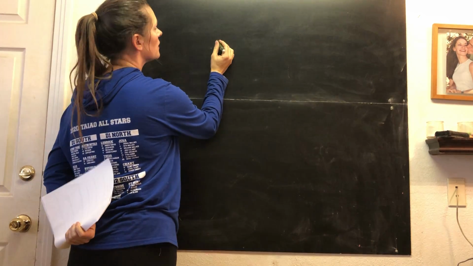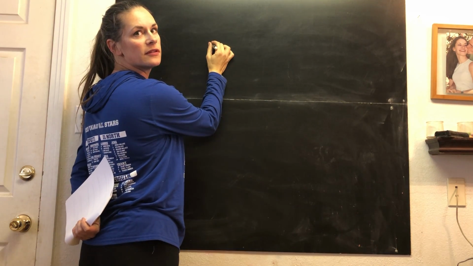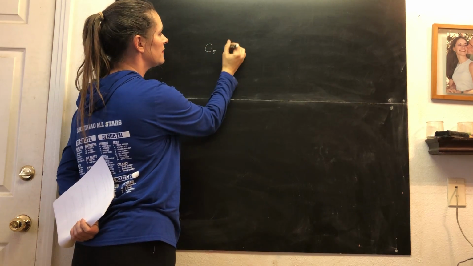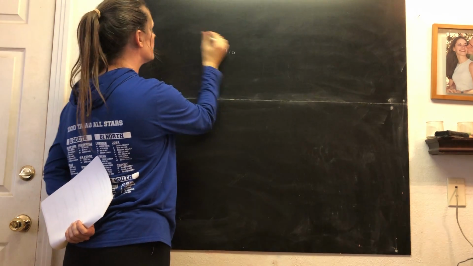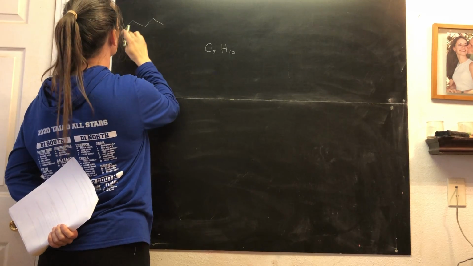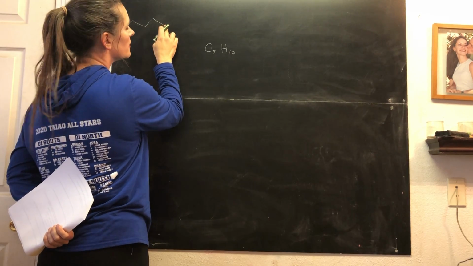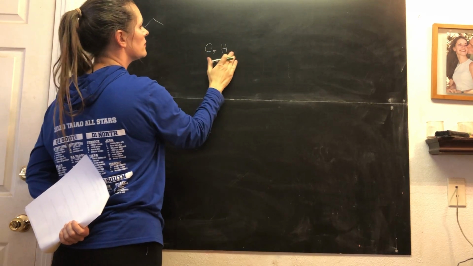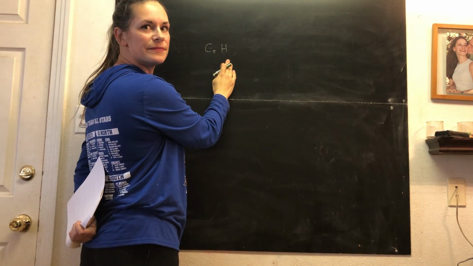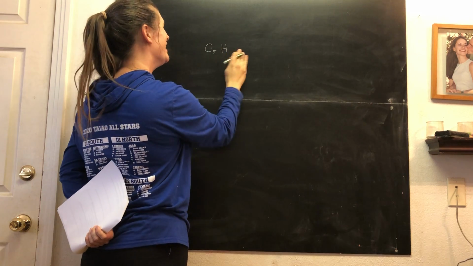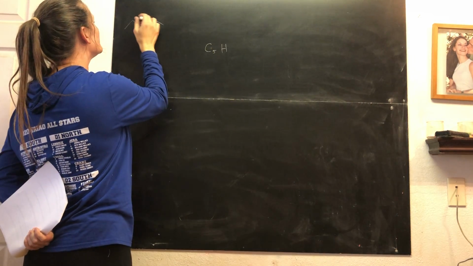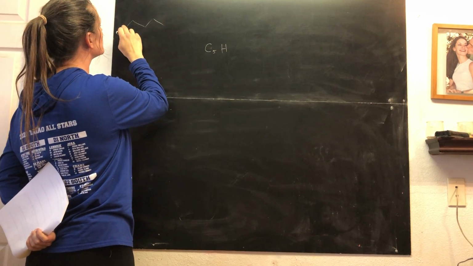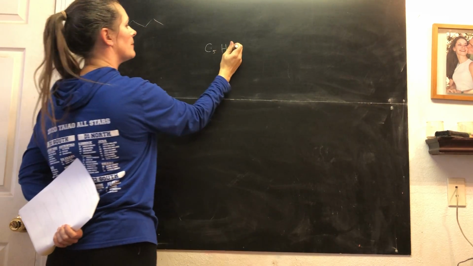So let's burn something. Give me a hydrocarbon. Pentane. Pentane's formula is C5H12, right? I know I figured it out. 2, 4, 6, wait, 1, 2, 3, 4, 5, yeah. 2, 4, 6, plus 3, 9, 12, okay.